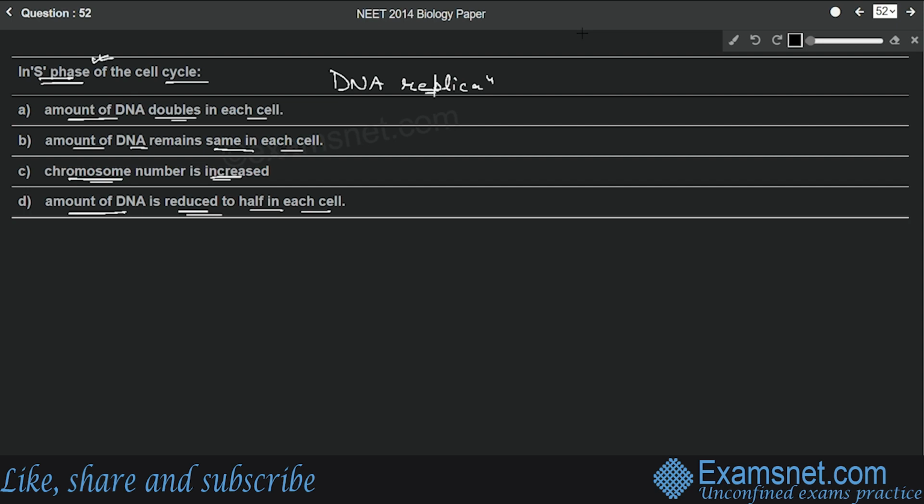So what happens during this time? The amount of DNA per cell doubles, whereas the chromosome number remains same. So the correct answer is option number A.